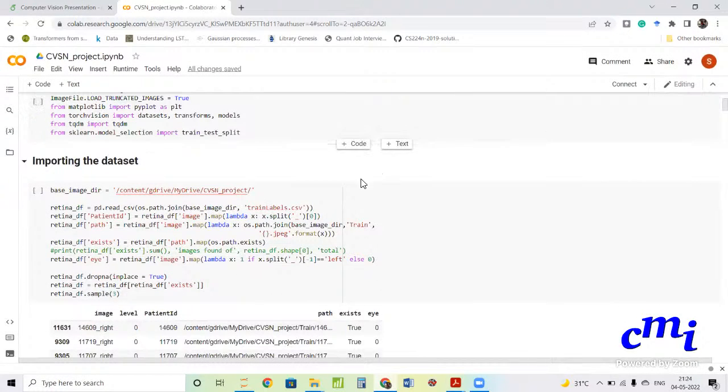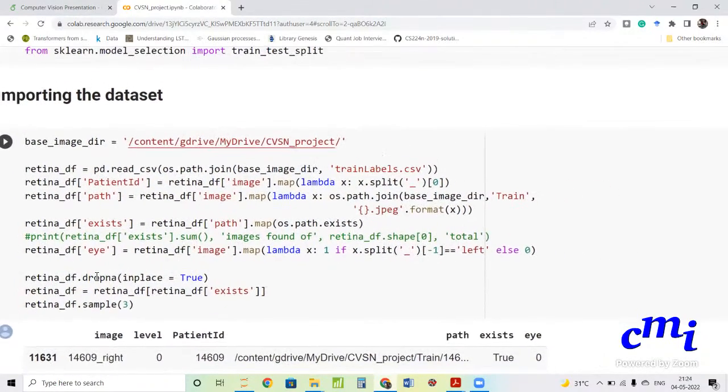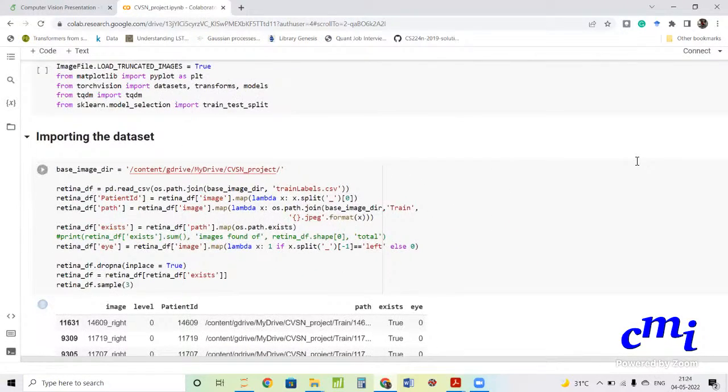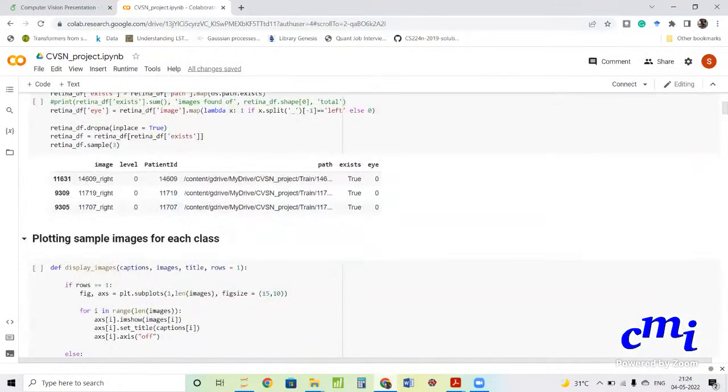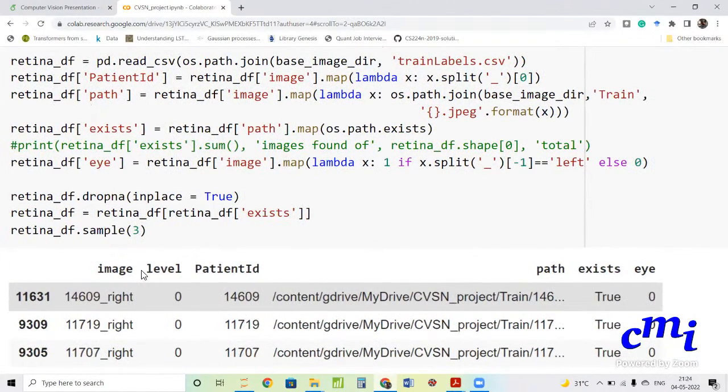We start with the data set. We have used the data set as mentioned before from Canvas. From there, we have created a smaller data frame which contains the following information like image name and level, that is, it indicates the degree of the diabetic retinopathy.